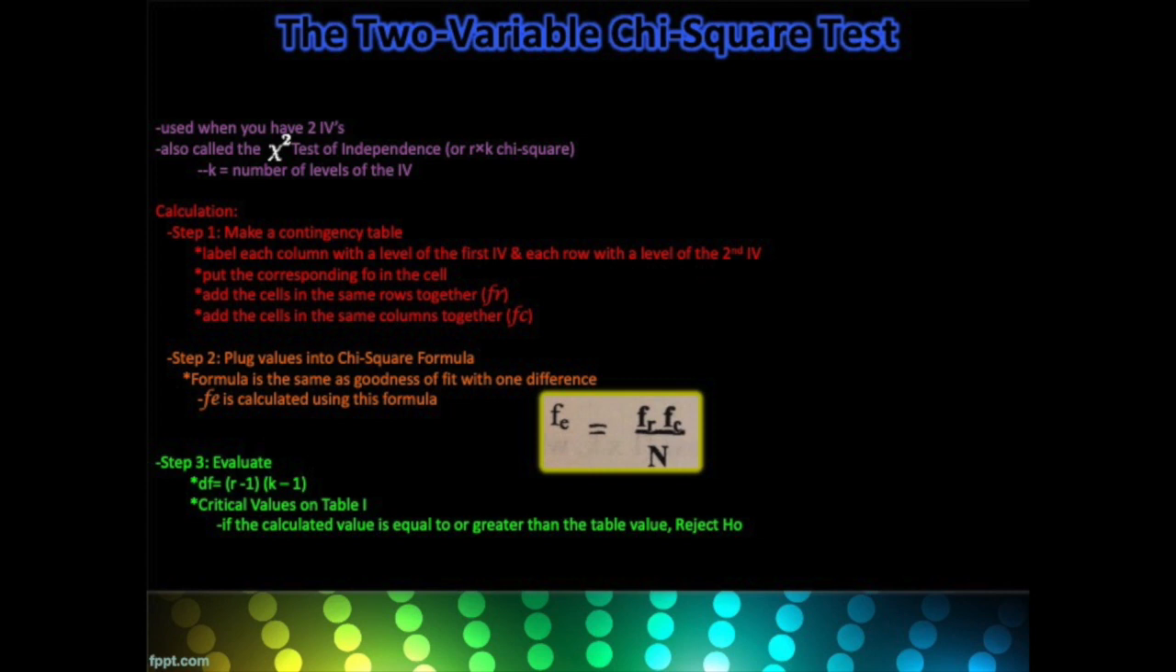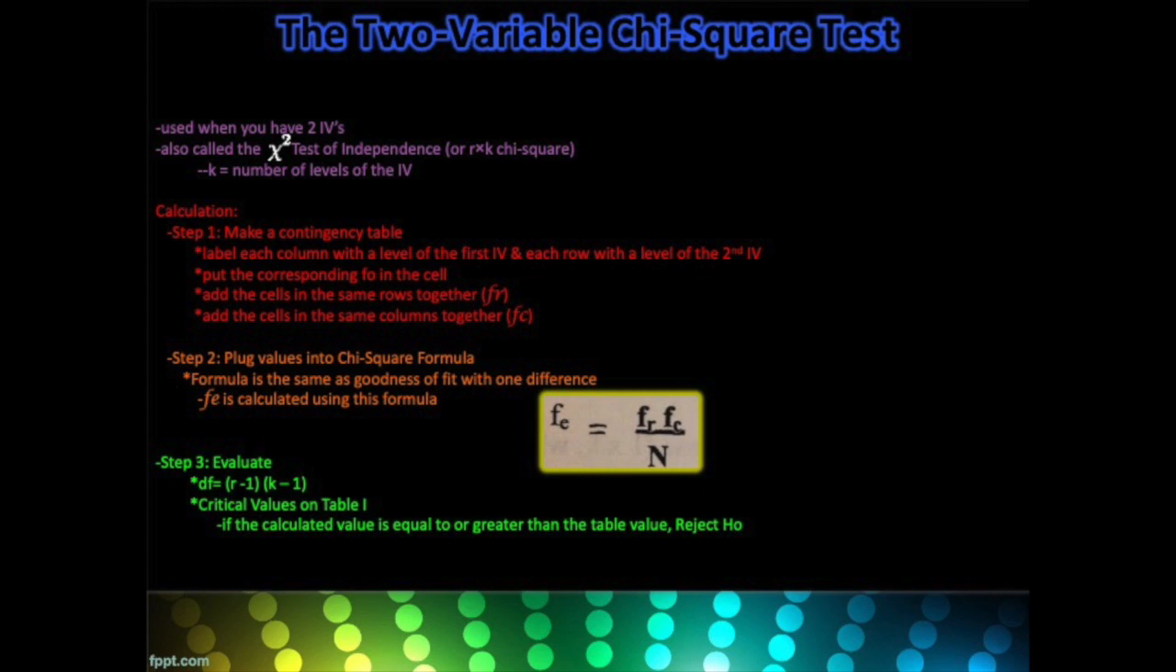After you do that, you'll be able to plug your FR and your FC into your FE formula. So you multiply your FR and FC divided by your overall N. You do that actually for each one of the cells in your contingency table. And then you have your FE. By doing that calculation, and FO is always given to you. It's the frequencies observed, so the data basically.